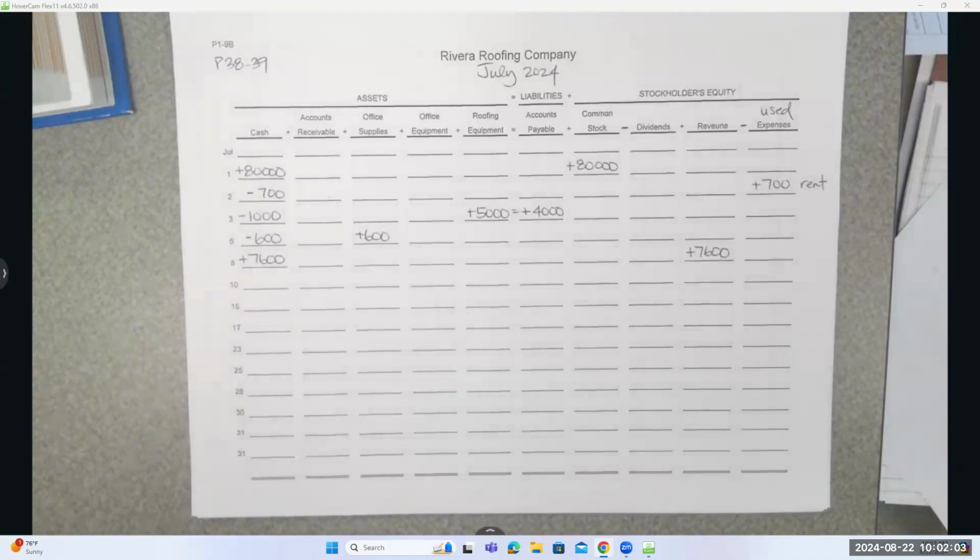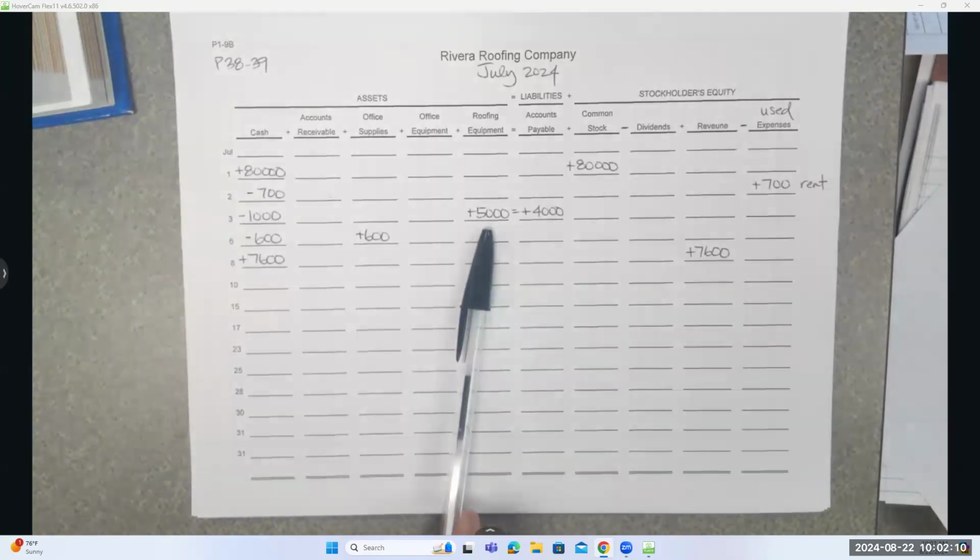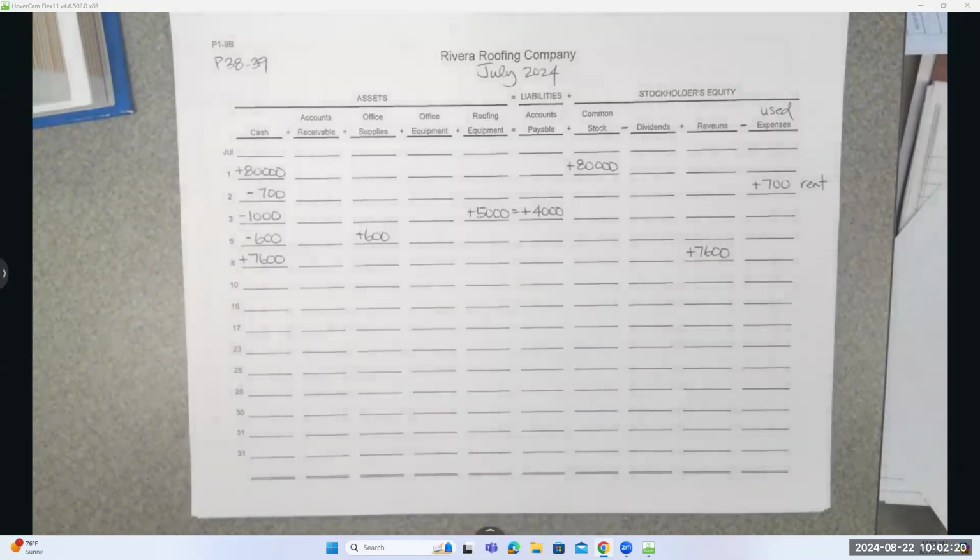I'm kind of wondering how we put a roof on someone's house or business with only 5,000 of roofing equipment. It seems like there would be a lot more equipment involved in that. Just saying.